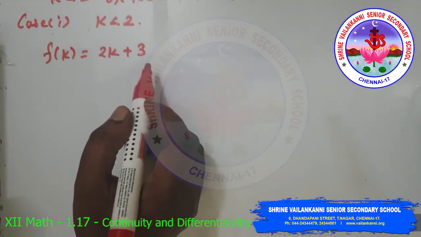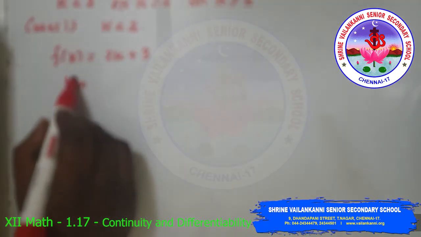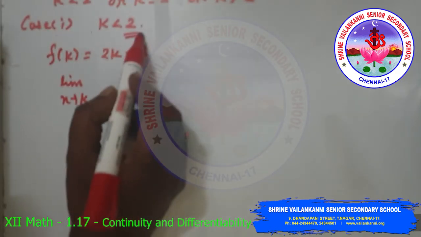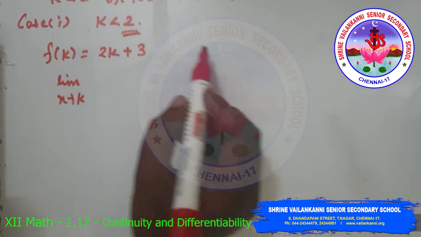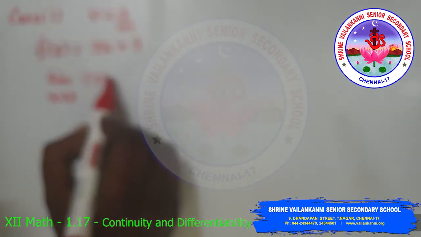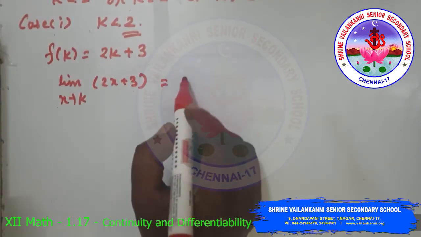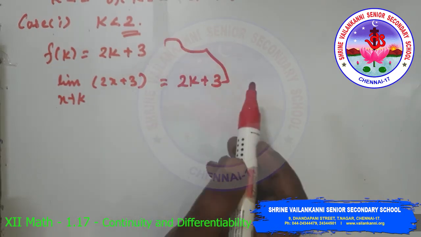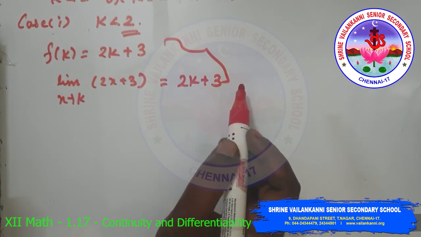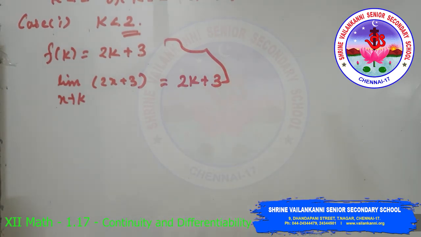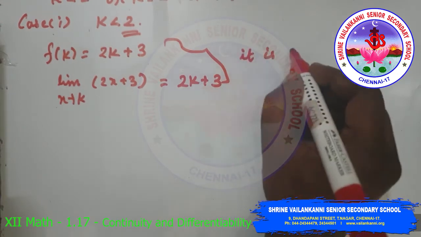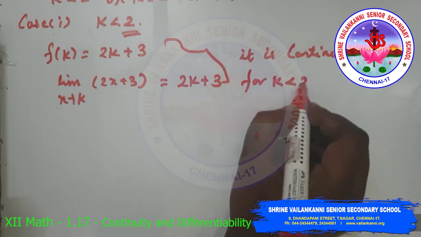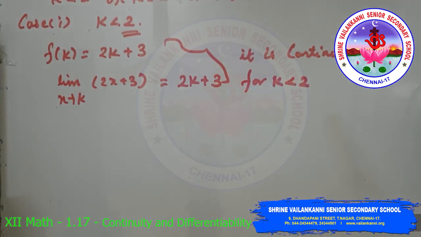To check the continuity of the function, we need to use limit x tends to k. When k is less than 2, the function f of x is defined to be 2x plus 3. So limit of 2x plus 3 is equal to 2k plus 3. These two are equal, so we can say that it is continuous for k less than 2, where k is any real number.